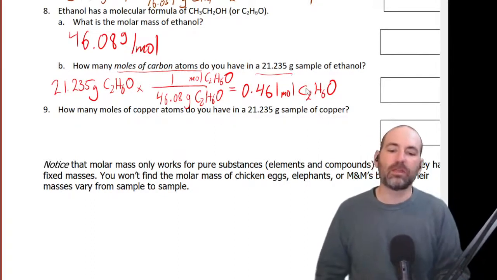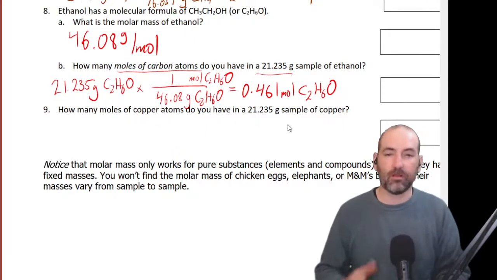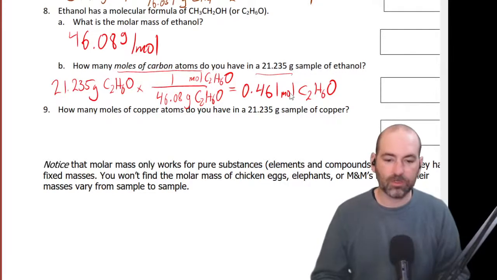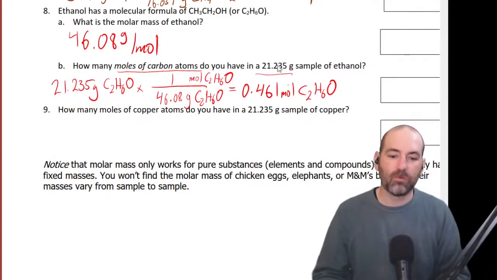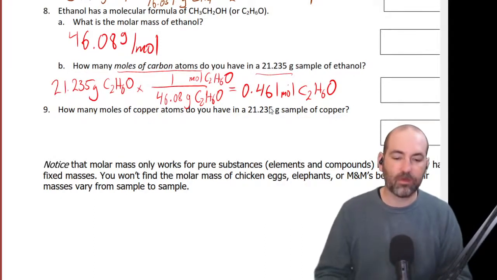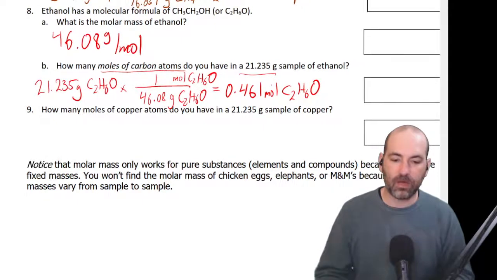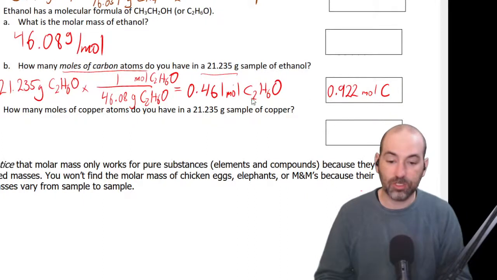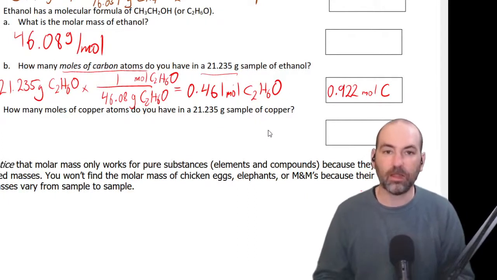So then we would need to recognize that every molecule of ethanol, or every mole of ethanol, has 2 atoms of carbon, or 2 moles of carbon. So the answer is going to be double this. We want to know how many moles of carbon atoms. We take the number of moles of the whole molecule, and then we double it, so that will be 0.922 moles for just carbon, because there's 2 carbons in every molecule.